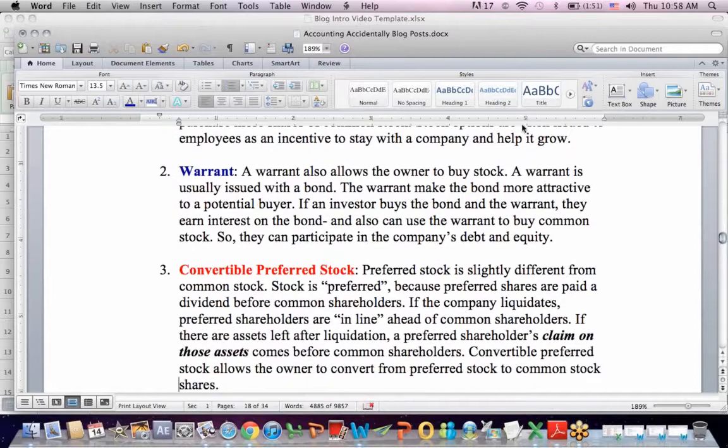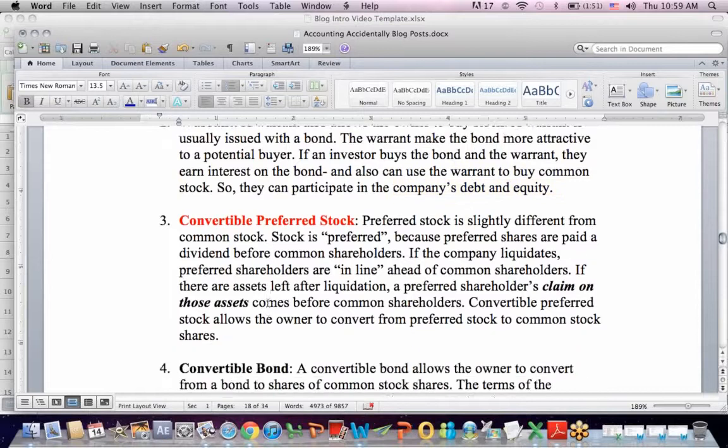A warrant also allows the owner to buy common stock. A warrant is usually issued with a bond, because if you issue a bond with a warrant, the bond is now more attractive to the potential buyer. If they own a bond and a warrant, not only do they earn interest on the bond, but they also own a warrant that allows them to buy common stock. So the buyer is participating in both the company's debt, the bond, and in equity, the possibility of buying common stock.